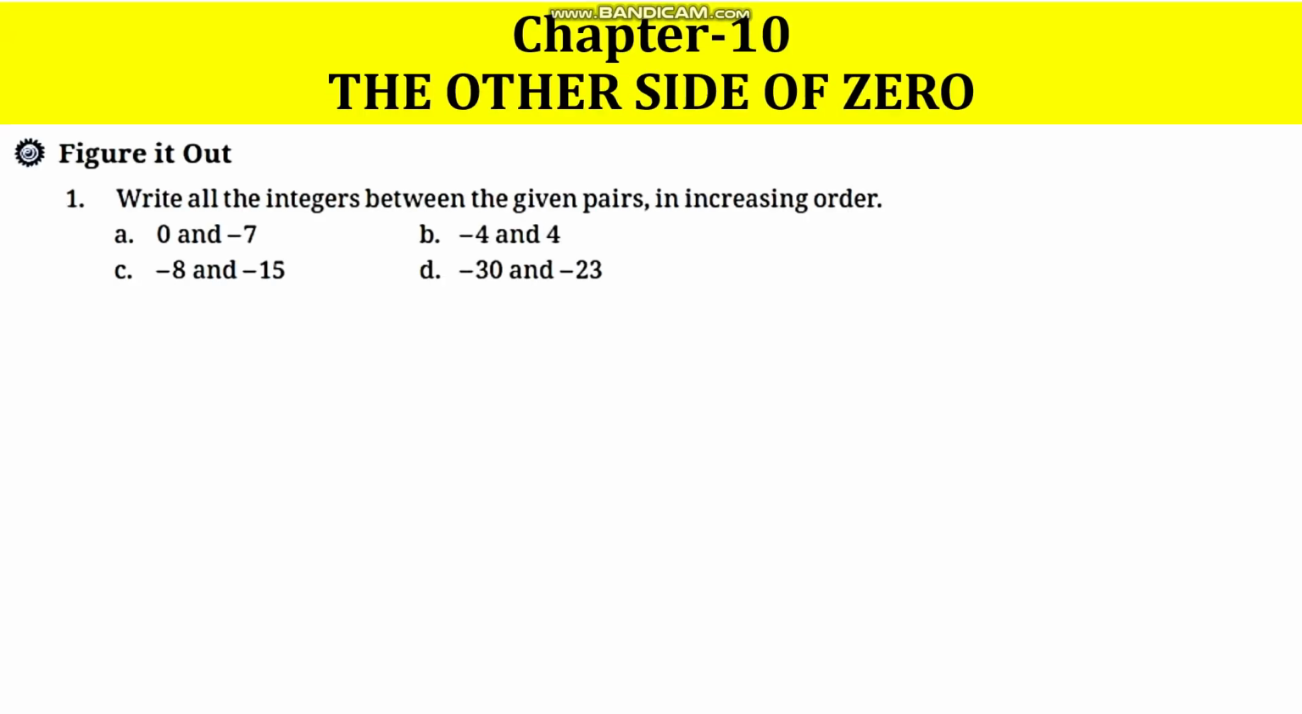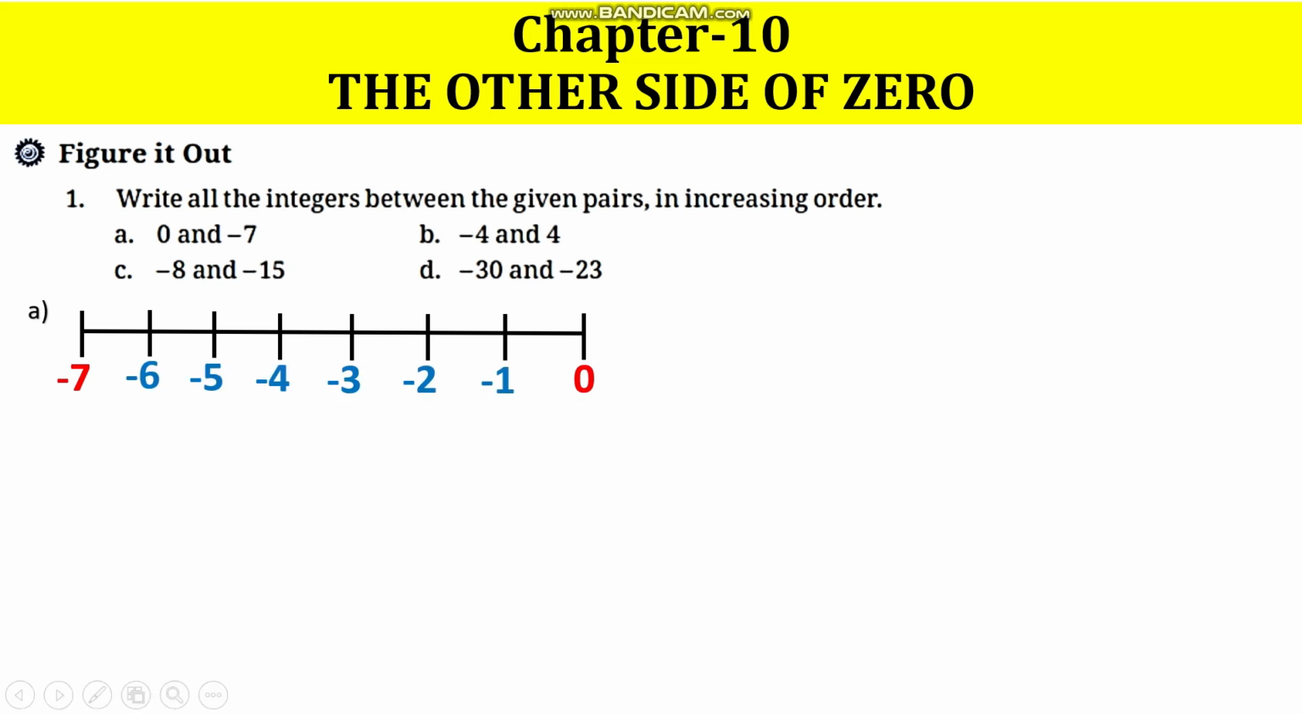Now we need to write down all the integers between the given pairs in increasing order. Increasing order means smaller to bigger. Now we can see that we need to write down the integers between 0 and -7. So the increasing order will be -6, -5, -4, -3, -2 and -1. So these are the integers between -7 and 0.